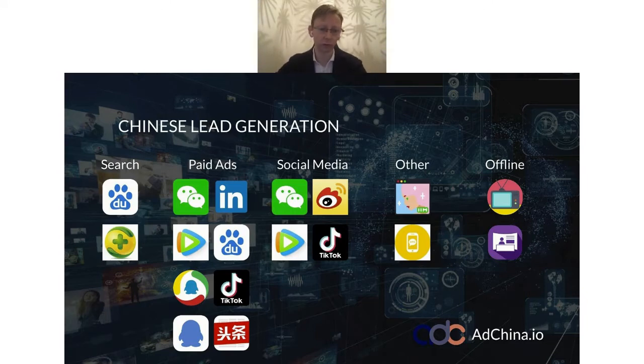For search, we have different channels. For paid ads, almost everything is different except for LinkedIn. Same on social media. The reason why I also crossed over here is that the influencers that work internationally are not the same influencers that work in China. And also, in general, the whole influencer industry is very different in China.